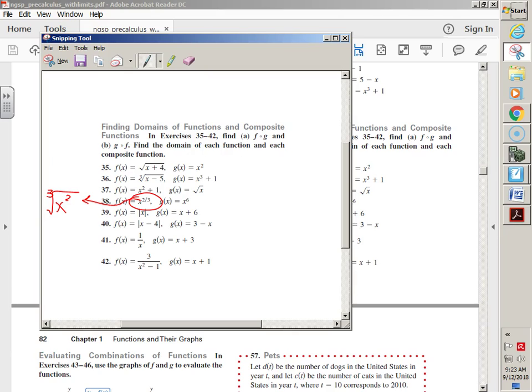X needs to be greater than or equal to 0. The radicand has to be greater than or equal to 0. Oh, it's a cubed root. He's fine. Ooh, x plus 4 needs to be greater than or equal to 0. So x has to be greater than or equal to negative 4. Just making sure.